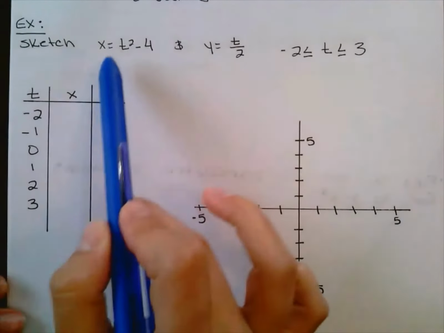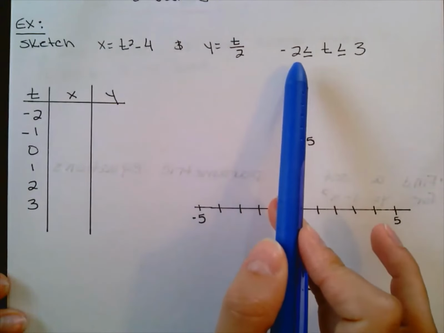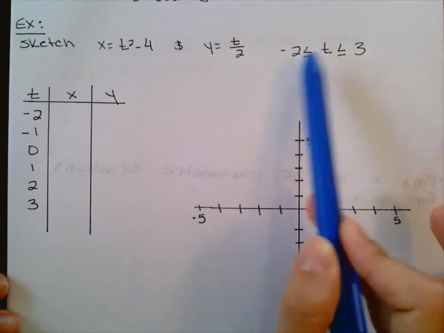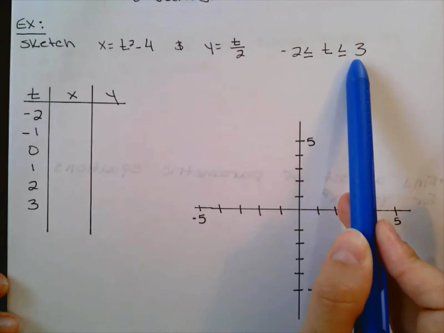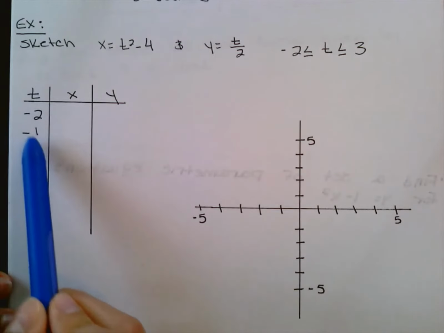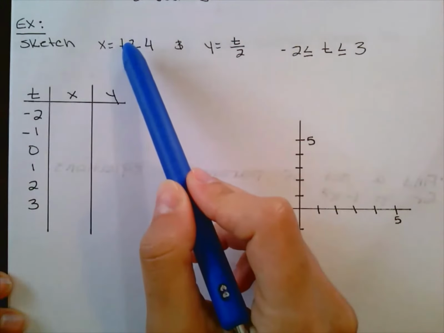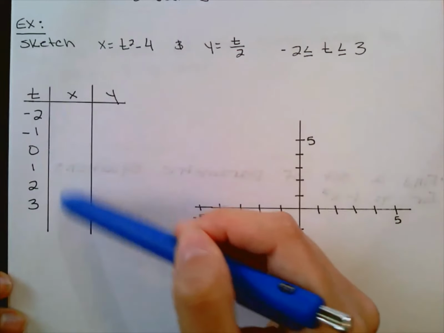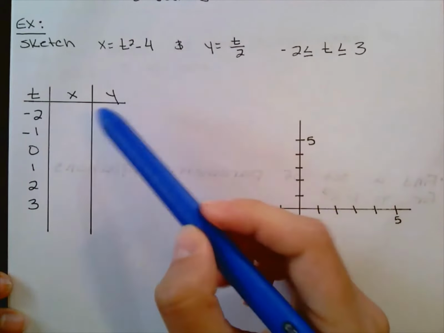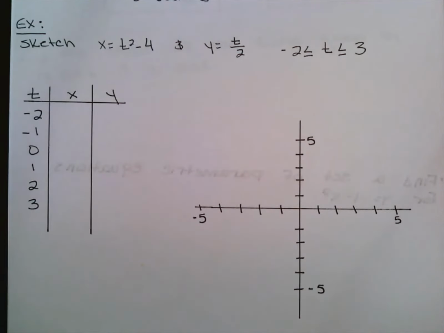It says sketch x with an equation of t and y with an equation of t, and only do so when t is from -2 to 3. So you're going to create a table with your t from -2 to 3, whole numbers only, and you're going to plug -2 through 3 into this equation to get your x's, and then into this equation to get your y's. I've also gone ahead and set it up on my calculator to show you how to work with parametrics on your graphing calculator.